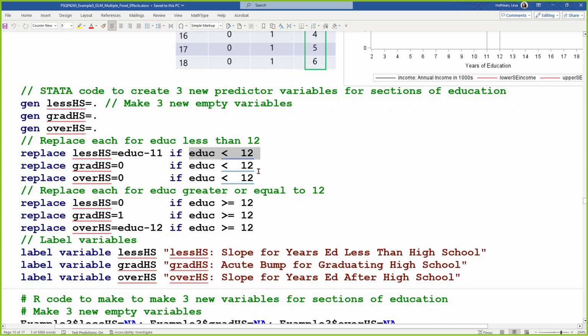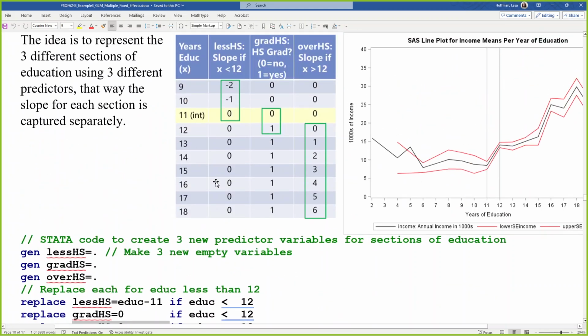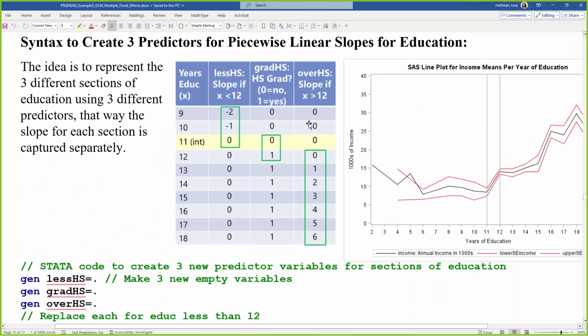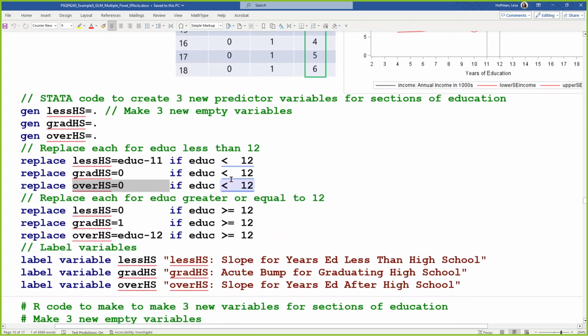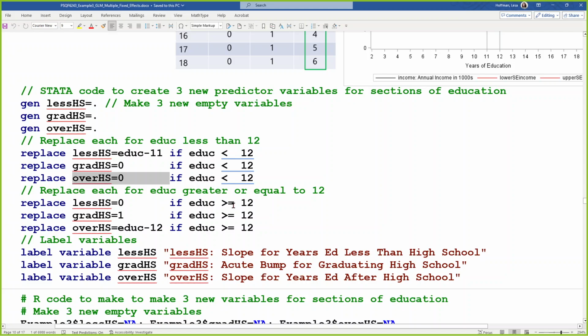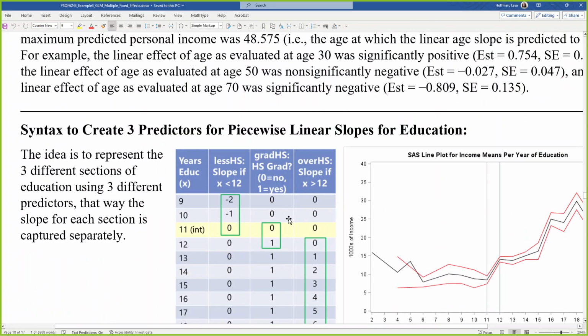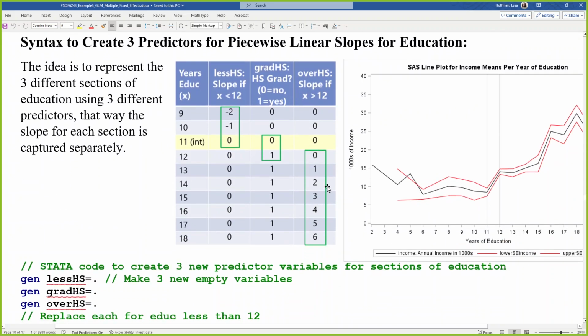And if education is less than 12, set the other ones to 0. So if we're up here, that's filling in these zeros right here. Then we do it again. This is greater than or equal to 12. Then the first one should be shut off at 0. The second one should go to 1. And the last one should be education minus 12. Because this last column here is how much past 12 you are in your years of education. Not 11, but 12, because this one covered the distance between 11 and 12.